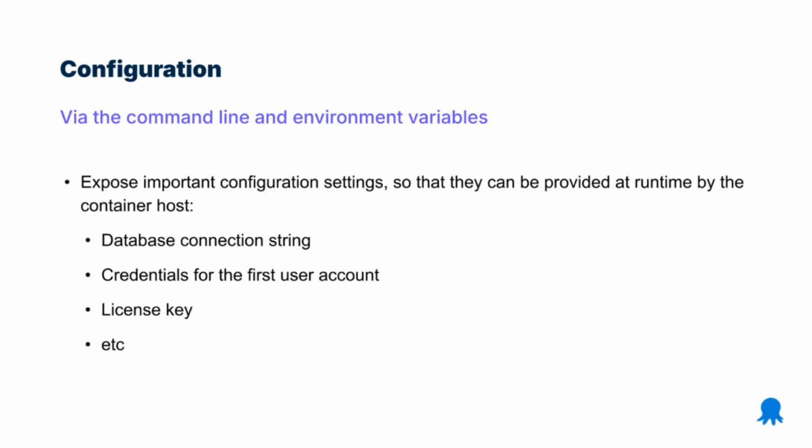One of the big things is that we needed to be able to provide all of the configuration up front for the container. There are various settings that you set up when you're installing Octopus Deploy for the first time, things like the database connection string, the credentials for the first user account, the license key. And we need to make sure that that container already has those details when it starts up. So we needed to make sure that those could be passed in via the command line and environment variables.